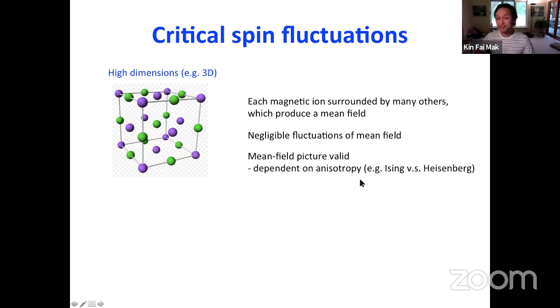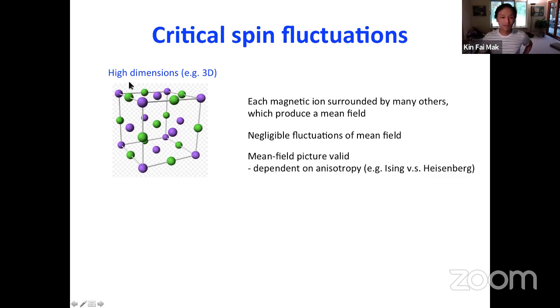The simplest model to understand magnetism, and especially ferromagnetism, in a system is the mean field model. We can think of each magnetic ion, for instance, this green ball here at the center of this cube. Each magnetic ion is surrounded, in a high dimensional system, for instance in 3D, by many other magnetic ions. The other magnetic ions, the other green balls or the purple balls here, will produce a mean magnetic field on the center magnetic ion. And that's the mean field picture.